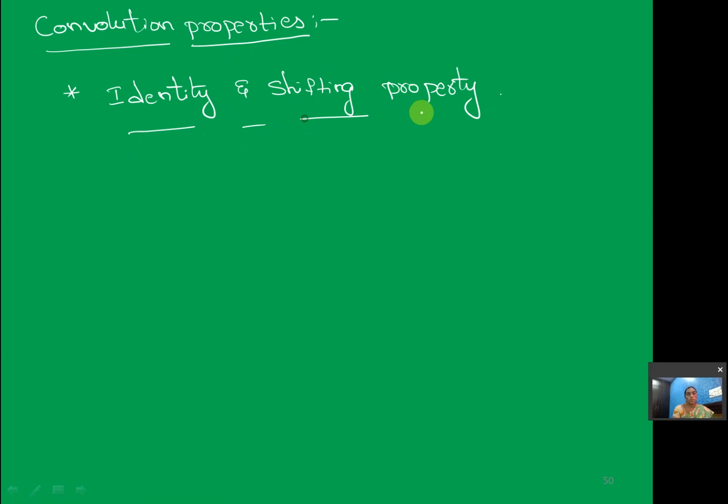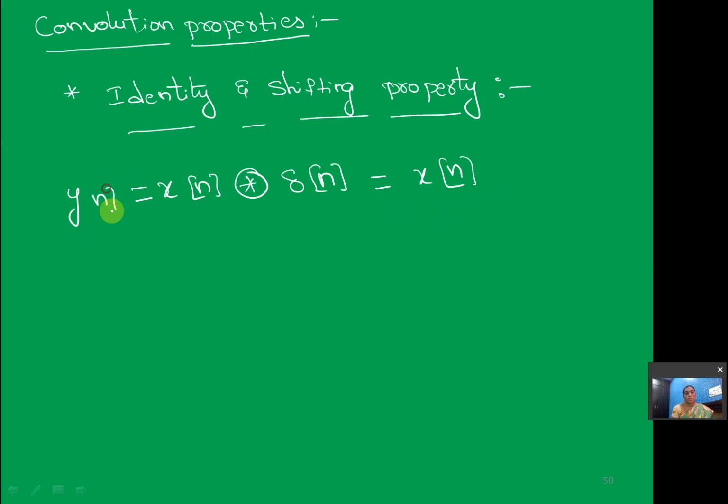So what is this? We will see. Identity and shifting property means if you take the x of n and convolve this x of n with the impulse signal del of n, that gives the sequence x of n. If it gives the output value y of n, then y of n should be equal to x of n.